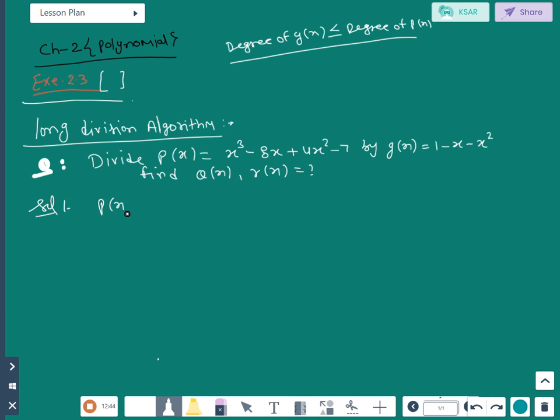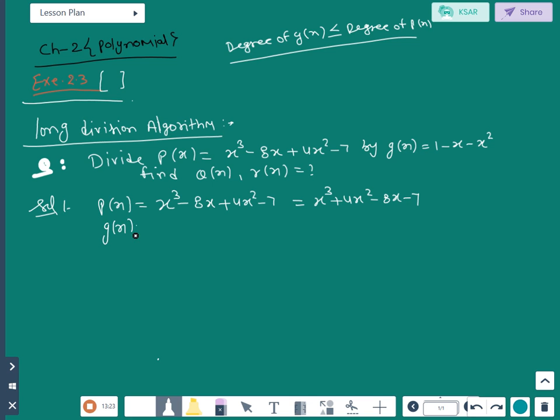So here p of x dividend is x cube minus 8x plus 4x square minus 7. Here the powers of the dividend are not in descending order, no? So we will rearrange in descending order. How? The highest power is x cube. After cube, square, write down with sign, plus 4x square. Then minus 8x minus 7. Meaning is that we are just rearranging the position. Sign change नहीं होगा, only position change करेंगे.